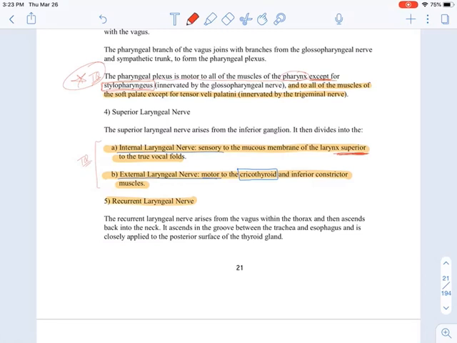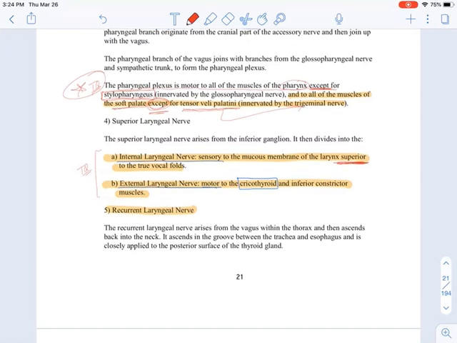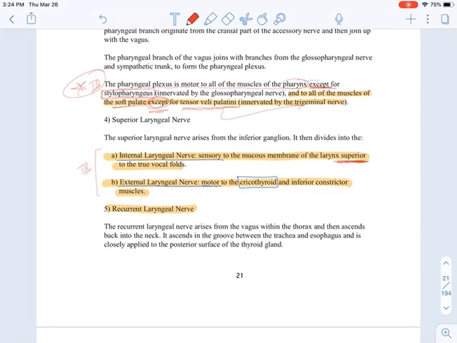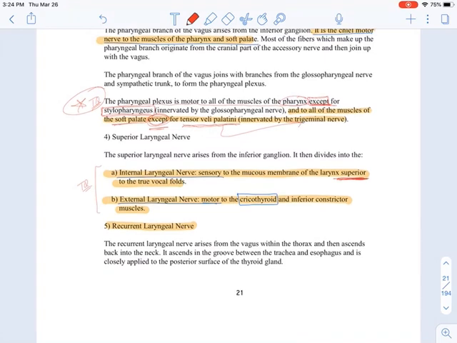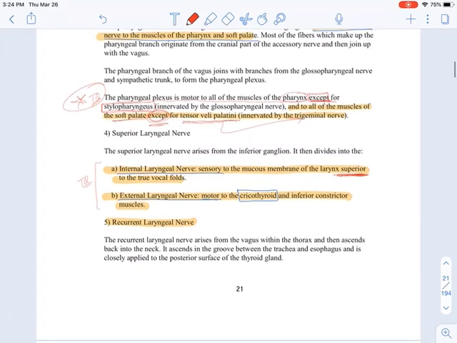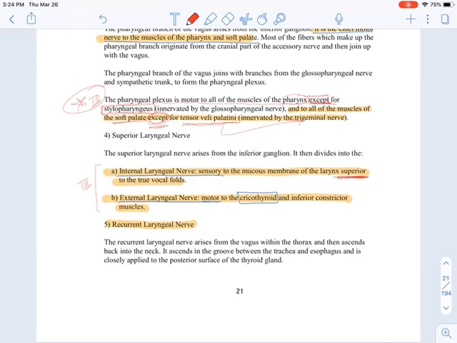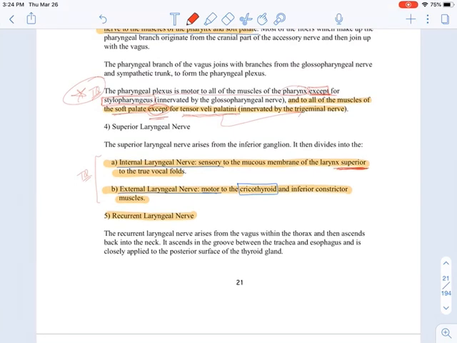It's also for all muscles of the soft palate, except, again, we have another except for your tensor veli palatini. That guy is innervated by your trigeminal nerve. Anytime you see except or phrases like all of the following but, those are, in my opinion, test questions written directly in your text. We've seen them come up quite a bit.